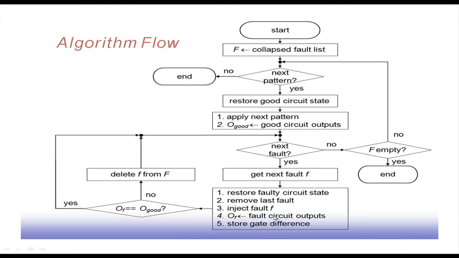In the simulation process, this gate difference value is going to help us do less simulation. When the fault list becomes empty, that is, there is no more fault, it picks up the next pattern and simulates for the remaining faults in the circuit. This way it continues.